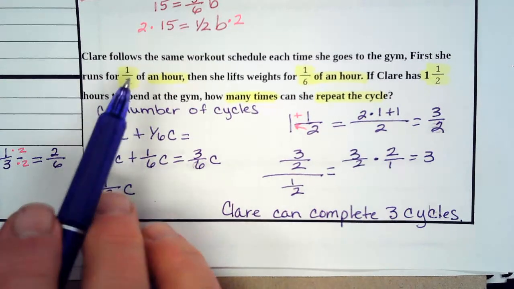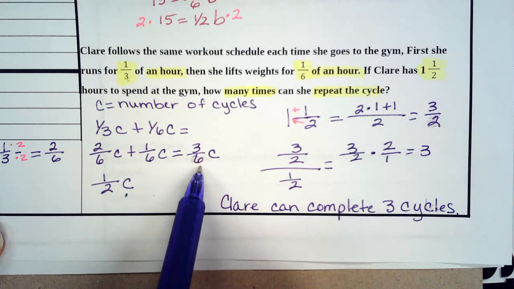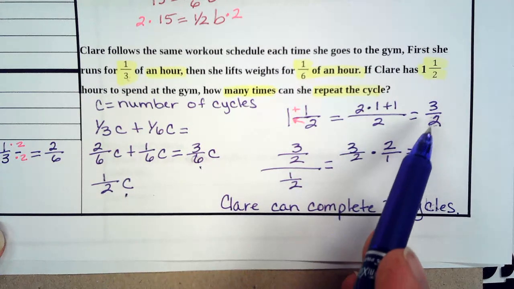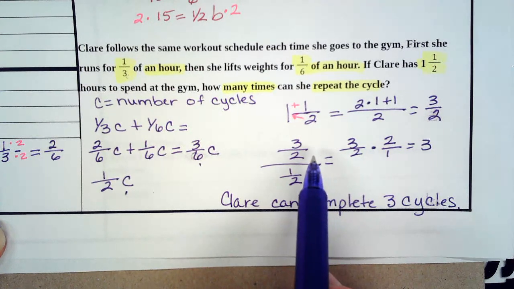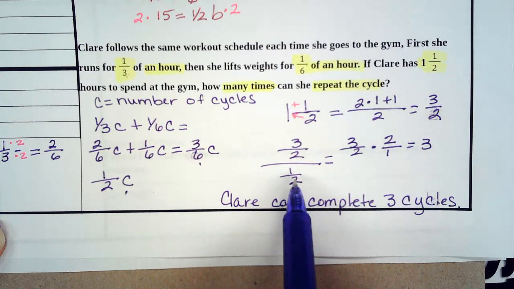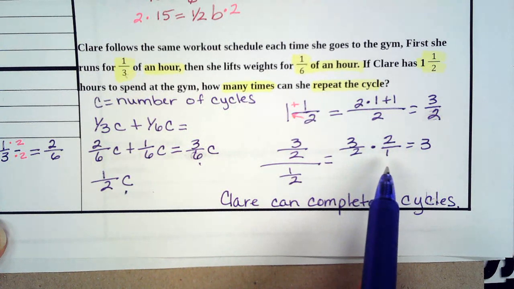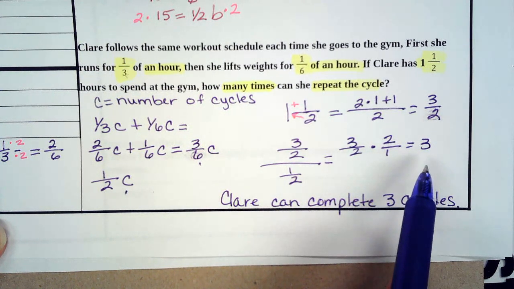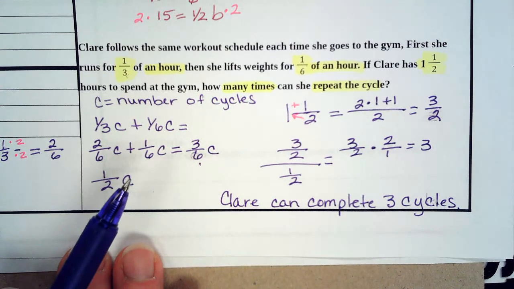So 1/3 of an hour plus 1/6 of an hour gives me 1/2 of an hour. I've got a total of 3 halves of an hour. So I take the 3 halves, divide it by 1/2, which we don't do with fractions. Instead, we multiply by the reciprocal, and I get 3. That means that Claire can complete 3 cycles each time she works out.